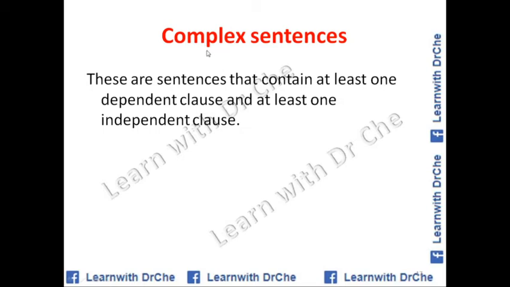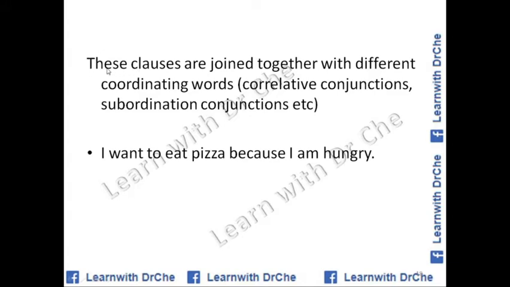As I have told you earlier in the first video about complex sentences, they should have at least one dependent clause and at least one independent clause. Okay, I will teach you what are dependent clauses and what are independent clauses. At this point, I want to only introduce you to the complex sentences. These clauses, at least one dependent and one independent, are joined together with different coordinating words. These words can be correlative conjunctions, subordinate conjunctions and many other words that are used to join these clauses. I will teach each of them in detail in my course. Okay, don't worry about this.